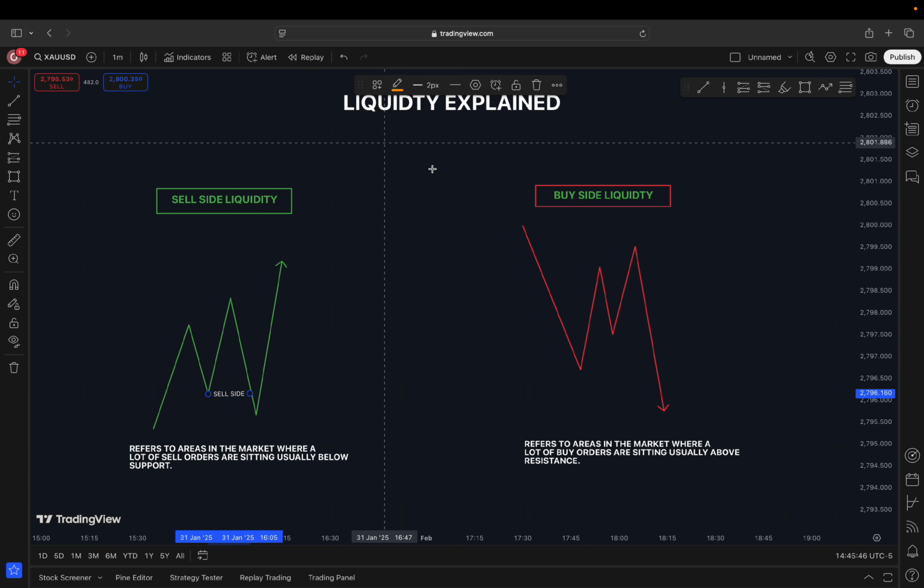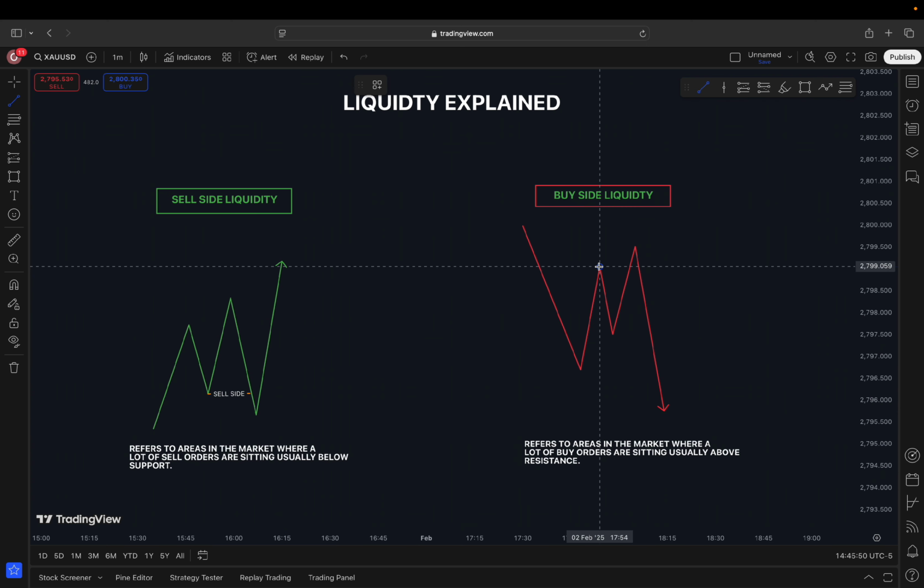And the same thing is with the buy-side liquidity. As you guys can see right here, this is our resistance level where a lot of people have their stop orders, and what institutions and smart money traders do is take out these stop losses and then reverse price down to the downside. Now I'll be going over some live chart examples.